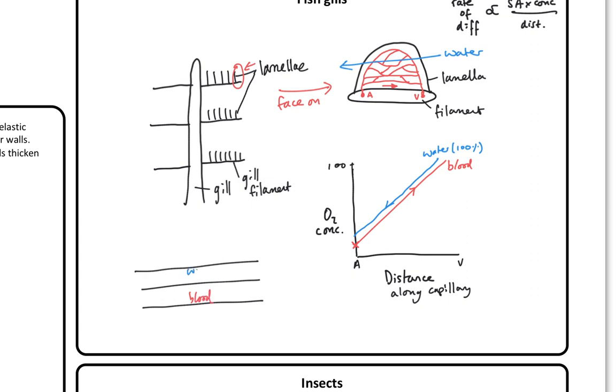This is our water. Water's moving that way. Blood's moving this way. So this is where there's fresh, 100% oxygen in the water here. Sorry, I'll start over here. There's almost zero oxygen in the blood that's coming into this system.